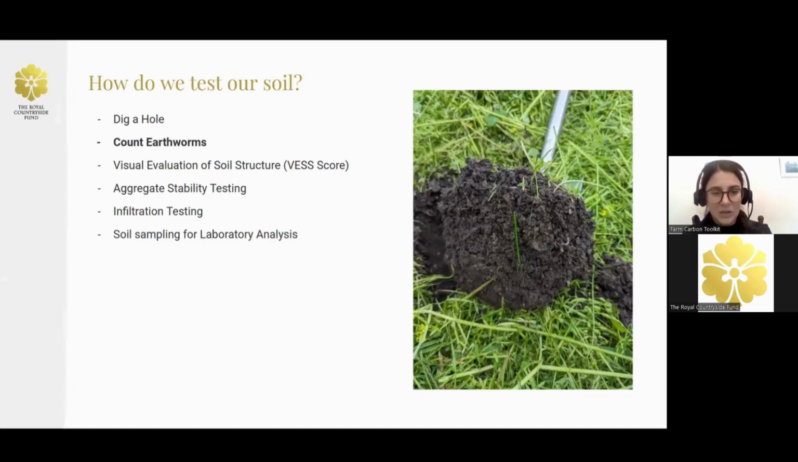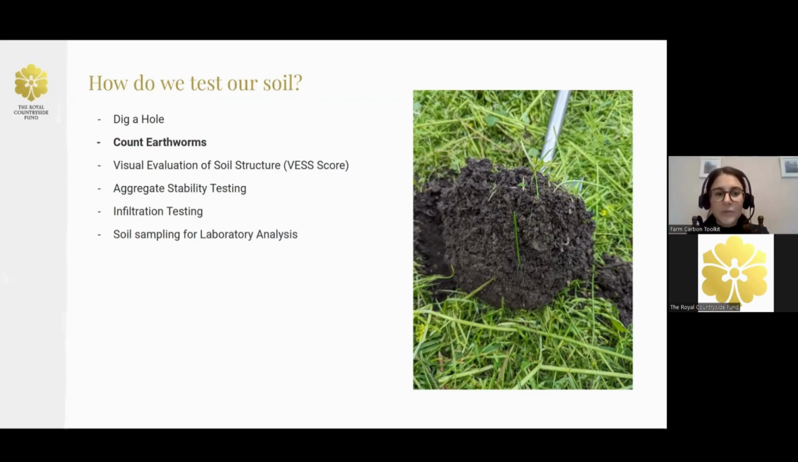So whilst we're there digging a hole, there's a few other things we can do as well. First, we can count our earthworms. Worms are really important within our farm system. They're really good at taking organic matter from the top, so that might be straw or manure or crop residues, and bringing it down into the soil horizon itself, storing those materials within our soils so that the microorganisms and biology that operate beneath our feet have more food to keep our soils functional and healthy.